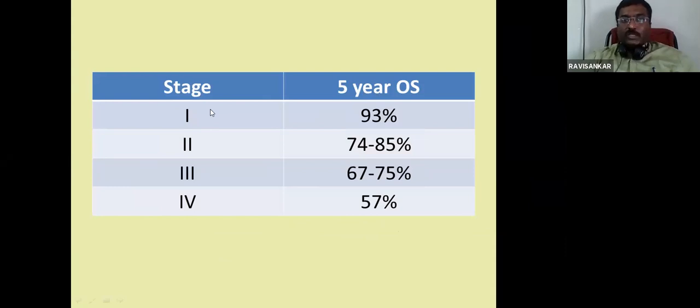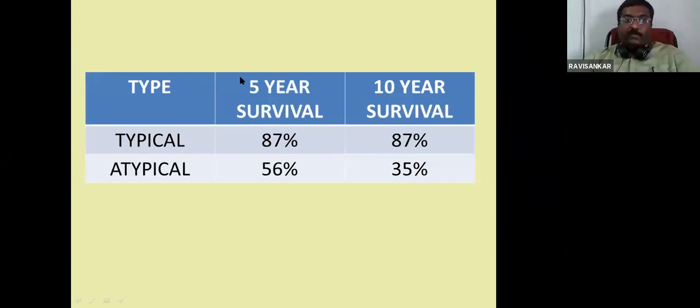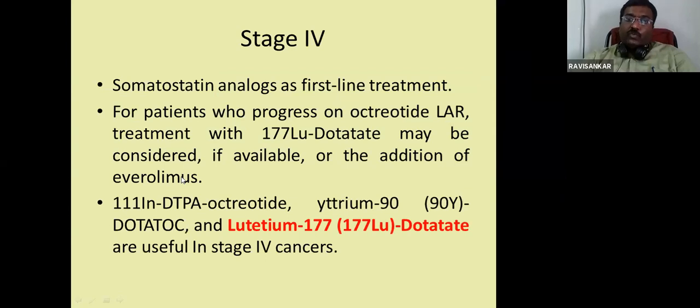So this shows the survival pattern of typical carcinoids. When it occurs in stage 1, it is 93%. This shows how good typical carcinoid is. But when you see the comparison between typical and atypical, you can see the survival drops down. In stage 4, somatostatin analogs are the first line of treatment. You can use lutetium 177.